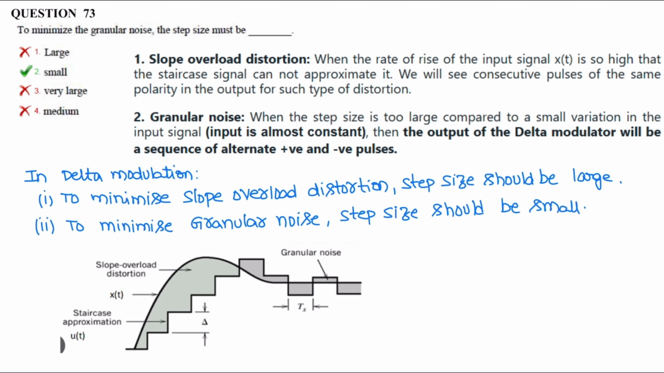Next question, to minimize the granular noise, the step size must be small. In delta modulation, to minimize slope overload distortion, step size should be large, whereas to minimize the granular noise, step size should be small. Correct answer is option 2. Granular noise occurs when the step size is too large compared to small variation in the input signal, that is for a constant input, then the output of the delta modulator will be a sequence of alternating positive and negative pulses.